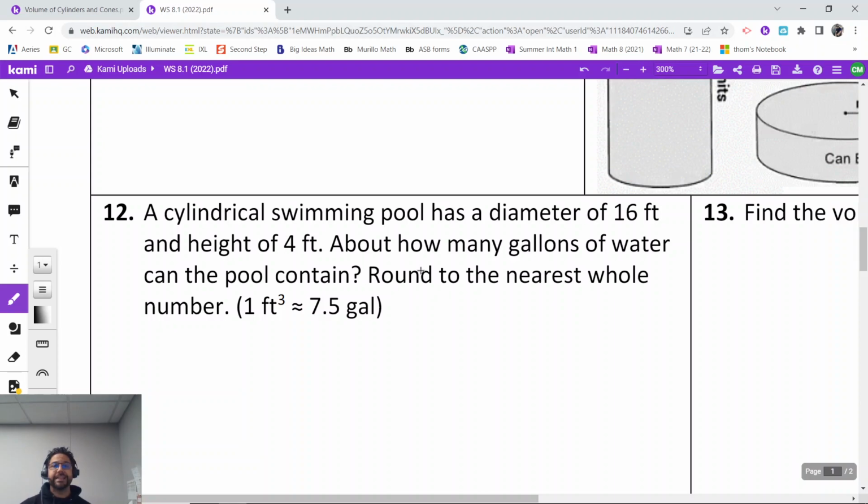This one, a little bit different. It says to find how many gallons. So you're going to set up your formula. You're going to find how many cubic feet by using your formula. And then right here, it says that 1 cubic foot is approximately 7.5 gallons. So let's say that you do all of your work and you find out that it is 1,200 cubic feet. So the last step, all you got to do, again, it's called a unit conversion, unit analysis essentially, is multiply by 7.5, and then you got how many gallons the pool can hold.